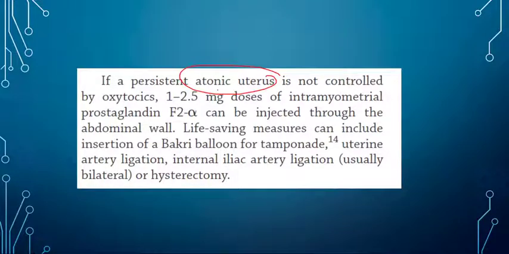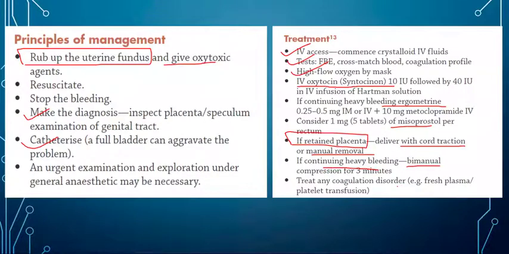So if atonic uterus is not controlled by oxytocin, next you will go for ergometrine. If ergometrine does not help, then sometimes intramyometrial prostaglandin can be injected. And then the last options are balloon tamponade, uterine artery ligation, internal iliac artery ligation, or even hysterectomy. Now you don't need to memorize this stuff because it does not come in the exam. The initial part is important: IV fluid, then oxytocin, making sure you also go for fundal massage. Okay, so that's the important part.